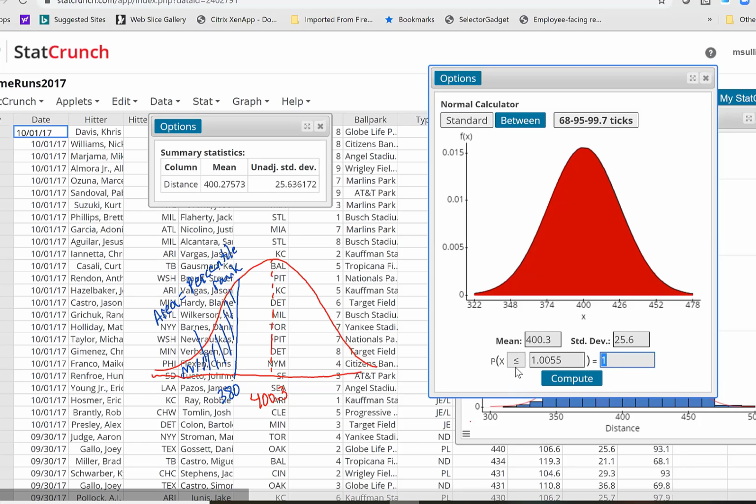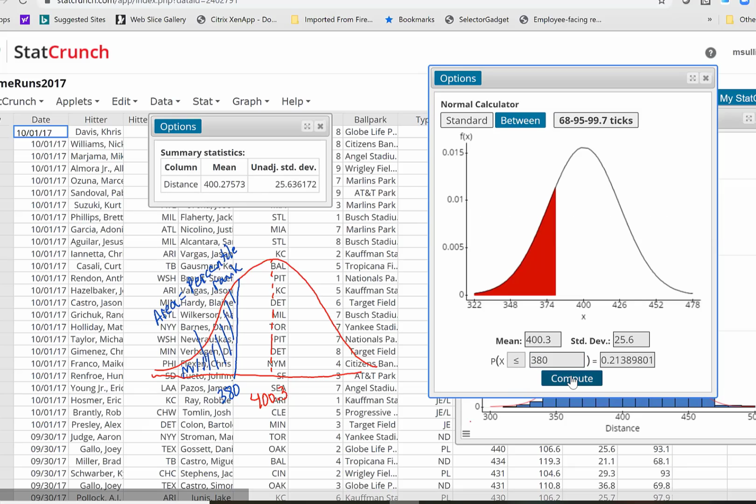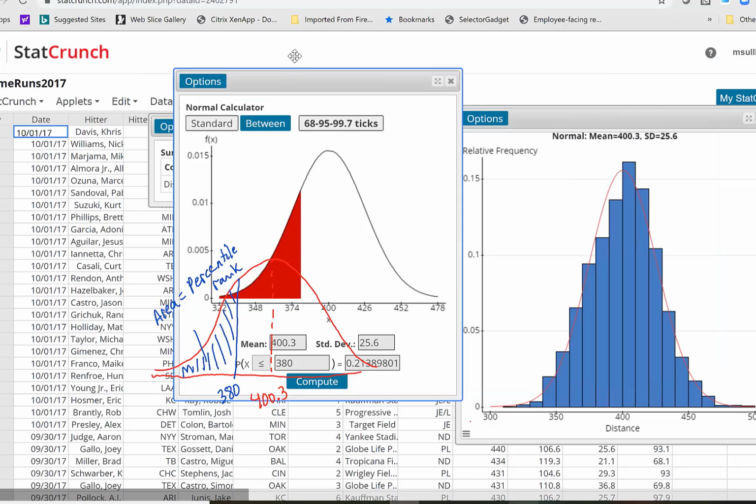Percentiles are always area to the left. And we want the area to the left of 380. There's the graphic right there on the left. Click compute, and we're getting that the area is 0.2139.